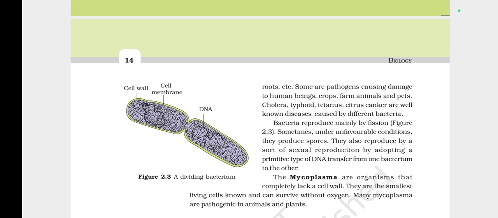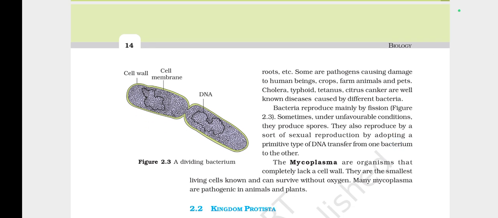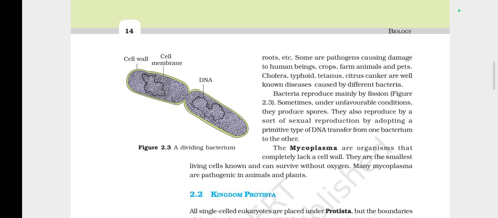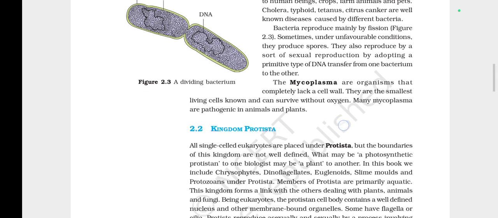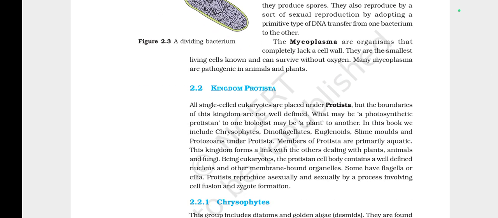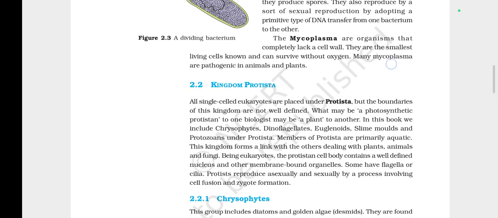Bacteria reproduce mainly by fission. Under unfavorable conditions they produce spores. They also reproduce by a primitive type of DNA transfer from one bacterium to another by conjugation, transduction, or transformation. The mycoplasmas are organisms which completely lack a cell wall. This is the smallest living cell known and can survive without oxygen. Many mycoplasmas are pathogenic in plants and animals. यही निमोनिया कॉज करते हैं ह्यूमन में.